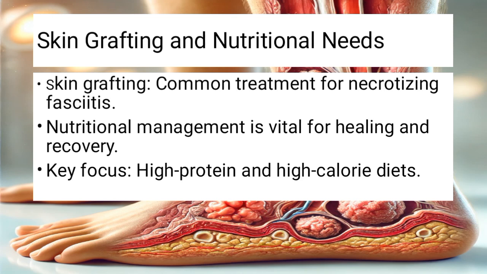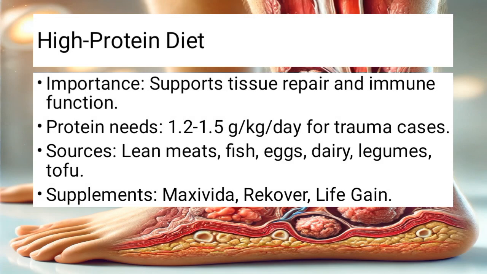So the key focus of the nutrients will be high protein and high caloric diets. So that is the main key focus when managing a skin grafting, especially for a necrotizing fasciitis patient. So when we start with the high protein diet, the importance of this high protein is to support the tissue repair and immune function. Remember, this person with necrotizing fasciitis is at probable risk of having different infections because the skin is necrotized and very prone to infections. So we have to boost the immune system of this patient, but also we need to repair the tissues as much as we can through protein.